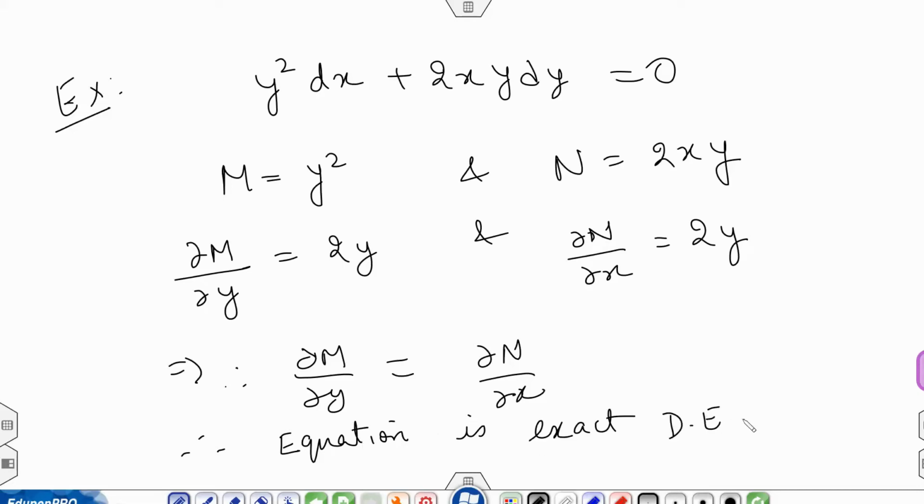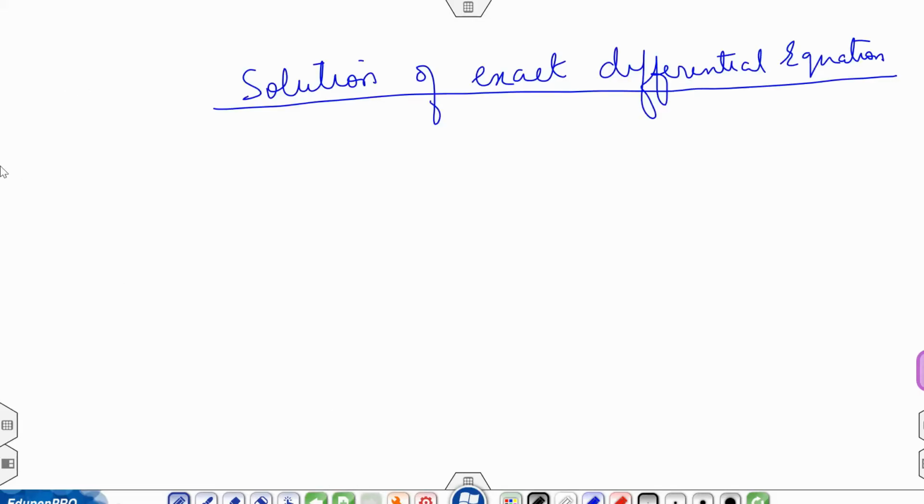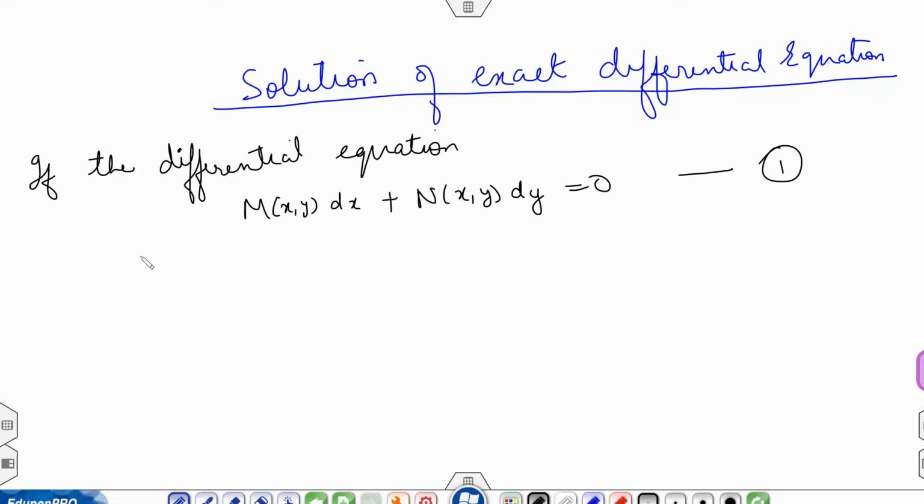Now let's see how we can find the solution of the exact differential equation. Suppose you have a differential equation like this and it is exact, then you know that there must exist a function f(x, y), that is a function of x and y, such that this thing should hold.